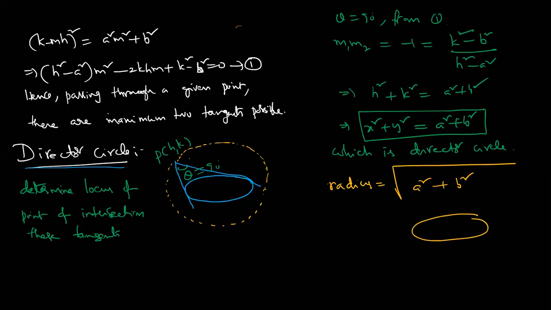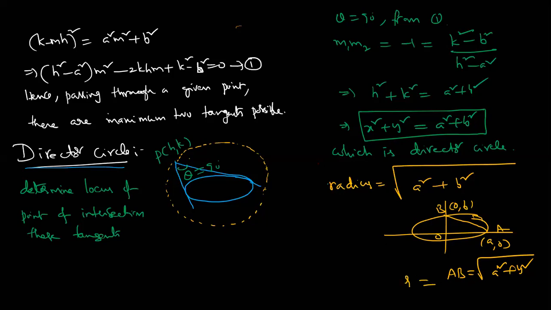See here, students, the top diagram is the meaning. This is a comma 0. This is 0 comma b. O, A, B. So here AB is how much, dear students? Root over a square plus b square. The line segment joining the end points of the major and minor axis, that is the radius. So please add these points, all of you.